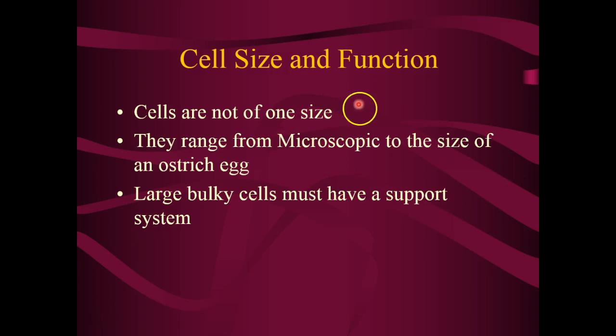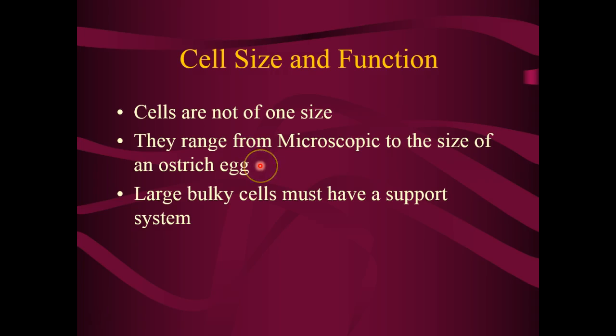Okay, and so look at this little laser pointer I have here. Cells are not of one size. Bacteria are very small. Some eukaryotes can be very big. They range from microscopic in size to the size of an ostrich egg, and I know the entire ostrich egg isn't one cell. There's actually one disc cell that's inside that egg. So when you think of an ostrich egg, don't think of the entire thing as being one cell.